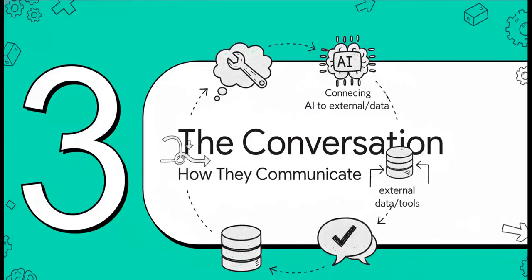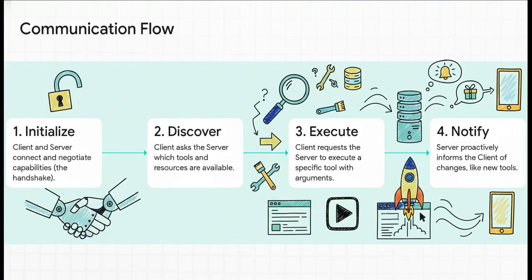Okay, so we've got the players on the field. Now let's look at how they actually talk to each other. Turns out it's a pretty straightforward four-step conversation. The whole dance starts with initialize. That's the handshake, where the client and server basically say hi and agree on what version of the protocol they're using. Next, and this is key, is discover.